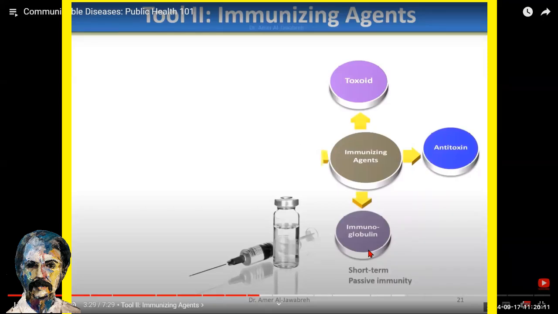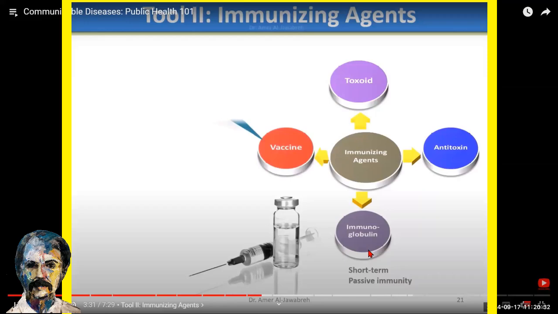Okay, now we have the 4th thing, which is very common and people know it. And even sometimes when you say immunizing agent, people go directly to vaccination. So vaccination is an immunizing agent, but it's not the only immunizing agent because we have other immunizing agents. Okay, it's part. Vaccine is part of the immunizing agents.